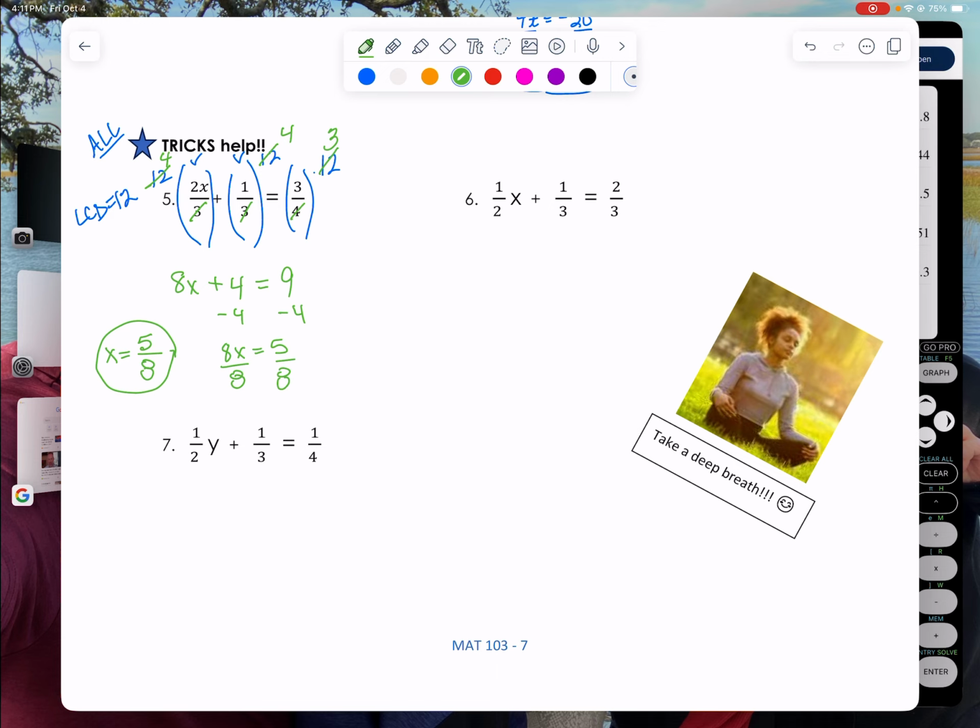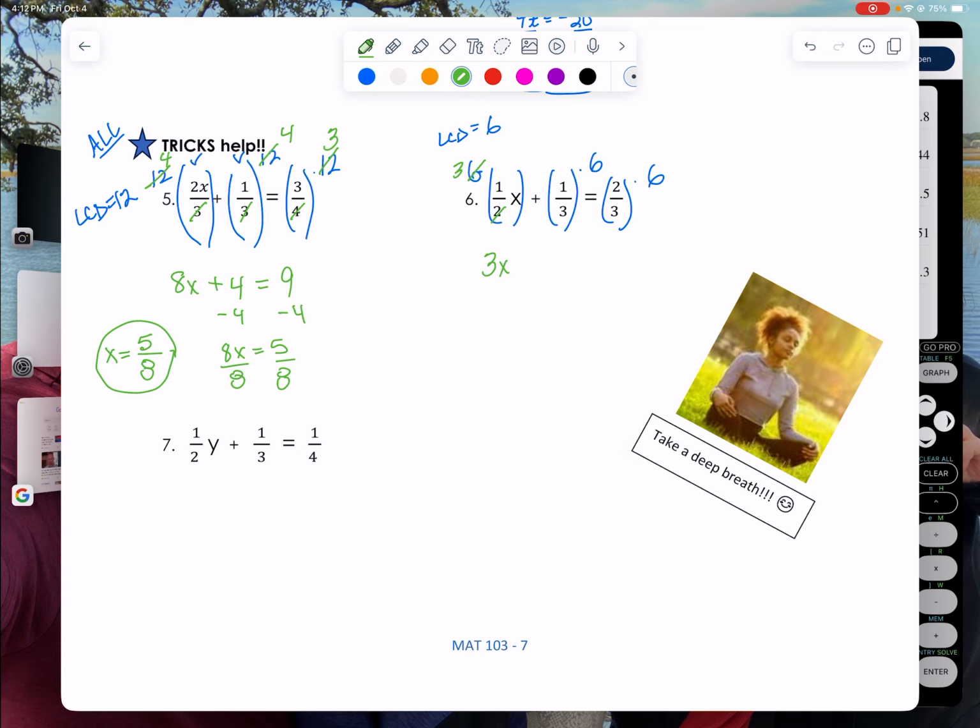Okay, let's look at number 6. So number 6, I've got a 2, a 3, and a 3. So what does a 2 and a 3 go into? That'd be a 6. So I'm going to multiply each piece by 6 because that is my common denominator. Least common denominator is 6. Then I'm going to go through and cancel. So I have 6 times 1/2. So that 2 on the bottom will go into the 6 on the top 3 times. So now I have 3 times 1x. So that's just going to give me 3x.